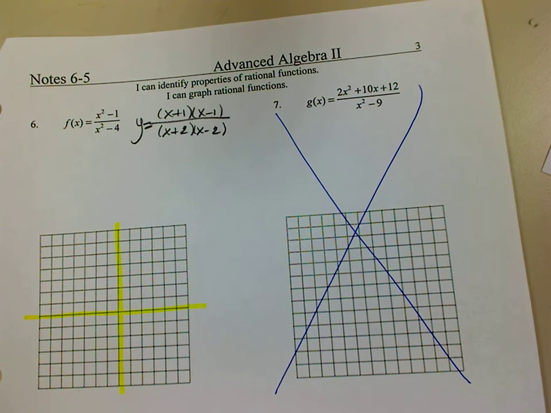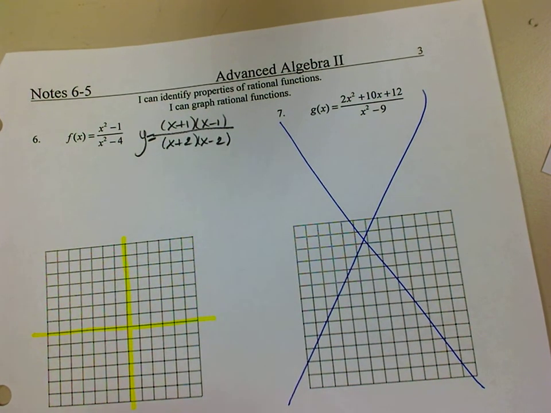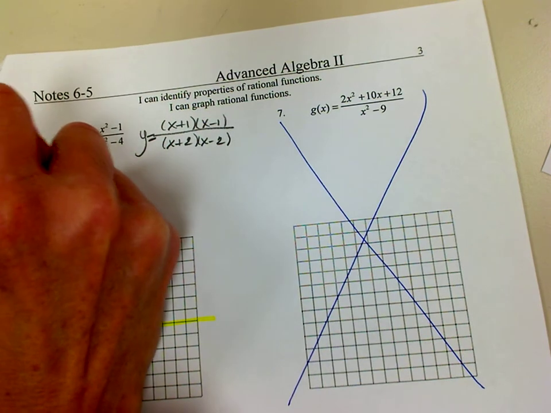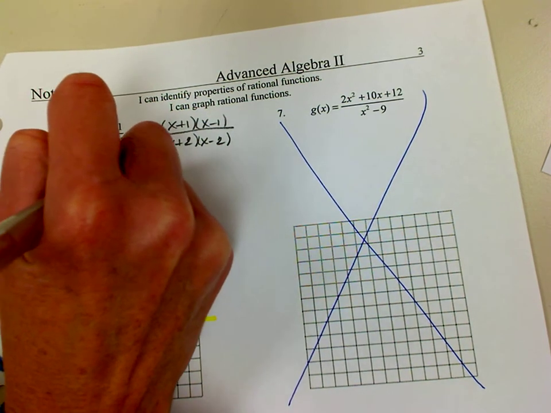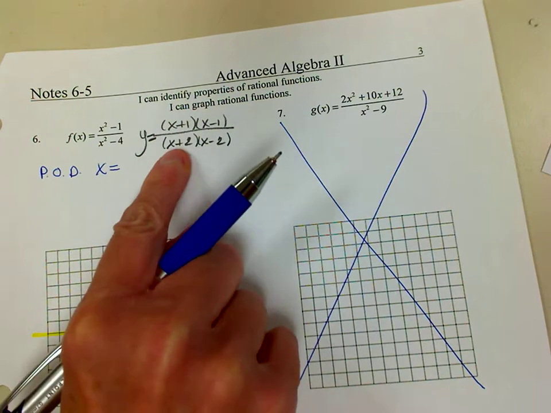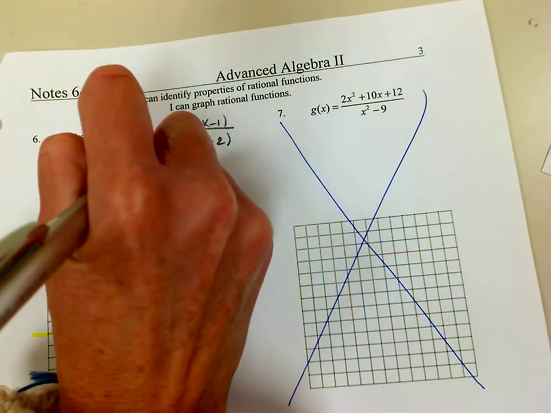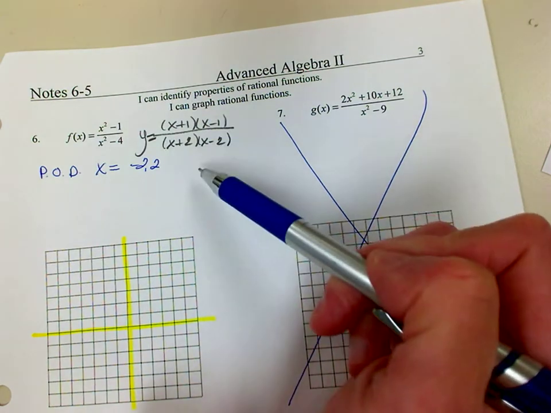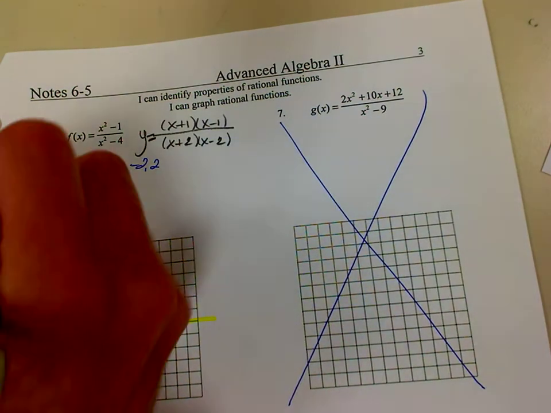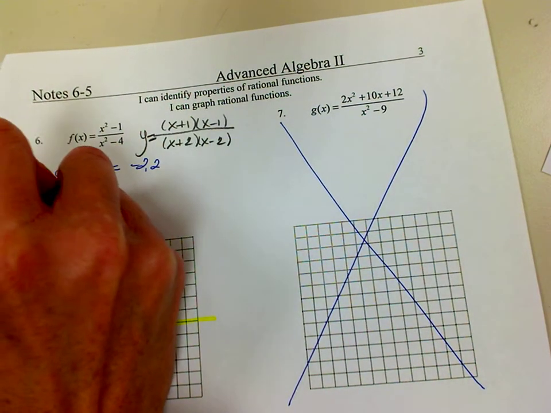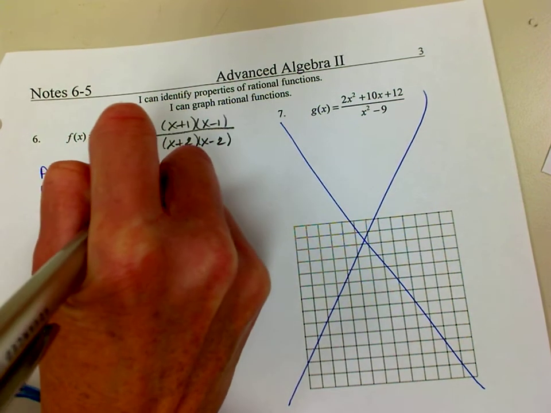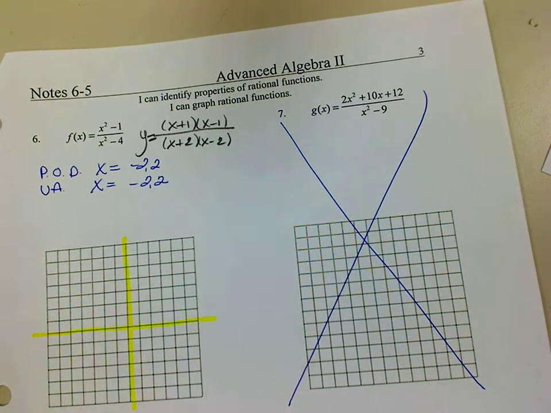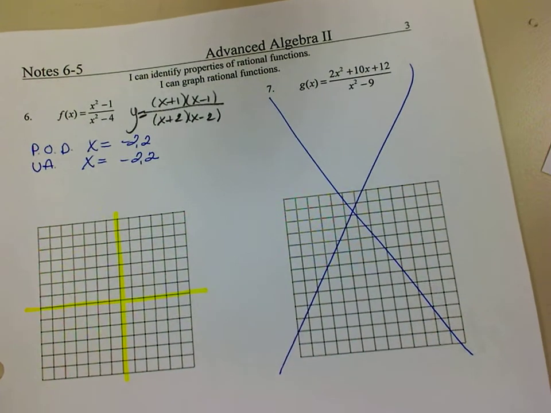Okay, so now that I have it factored, I'm going to write down what the points of discontinuity are. If I look at the denominator, I'm going to have a -2 and a +2. Okay, nothing cancels. Therefore, I don't have any holes in the graph, but I do have 2 vertical asymptotes. I'm going to go ahead and draw those in now.